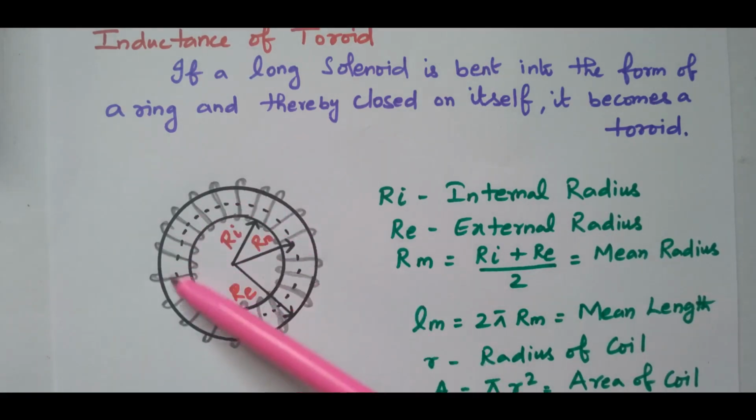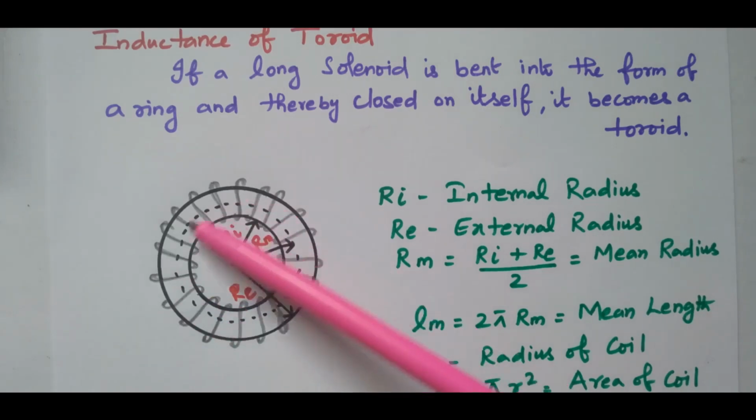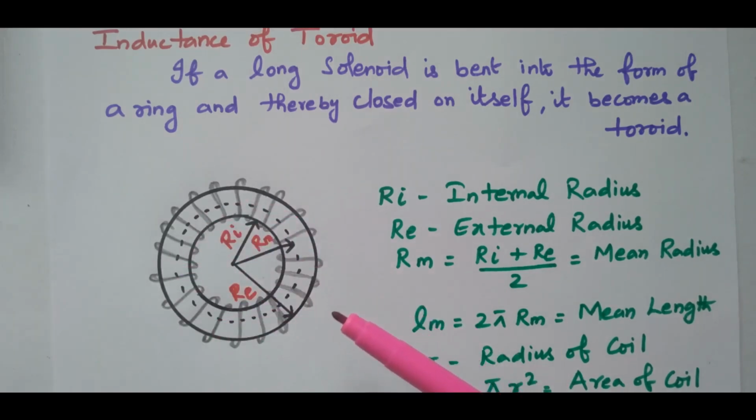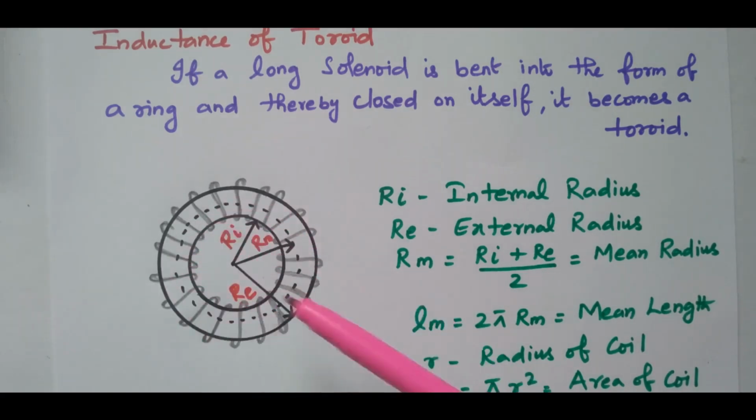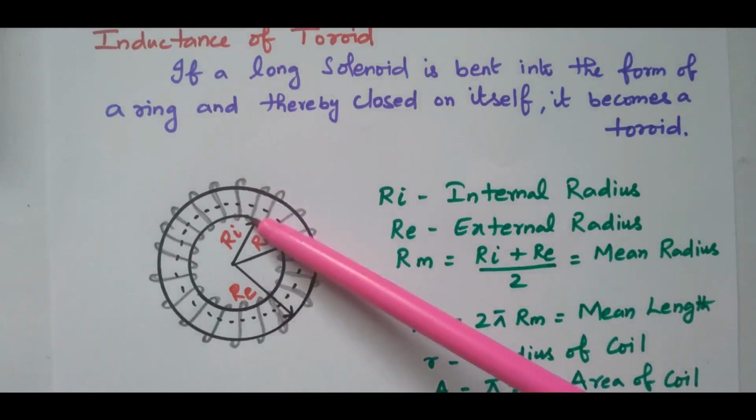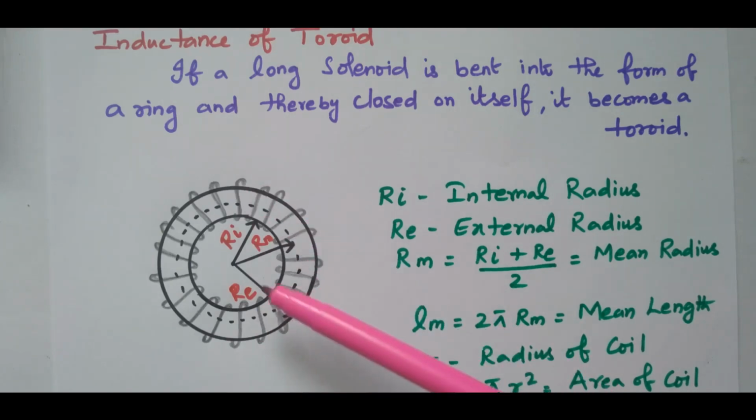So this is the toroid. It is available in the form of a ring. The solenoid is a long iron rod. This is a closed iron rod. The two ends are joined and form the ring. Right? So if the long solenoid is bent and two ends are joined together, then it becomes a toroid. So in this toroid, the coils are wound here. So these coils are available.